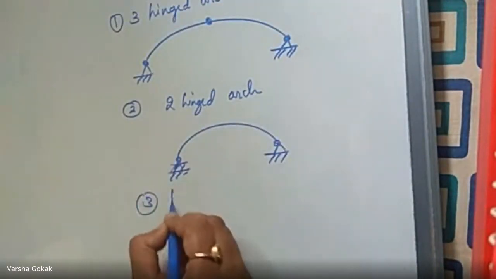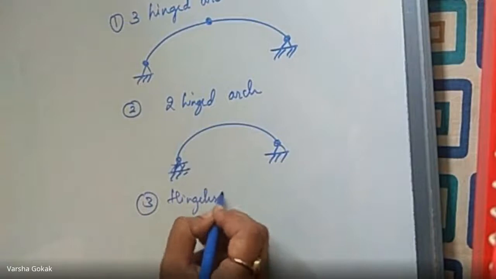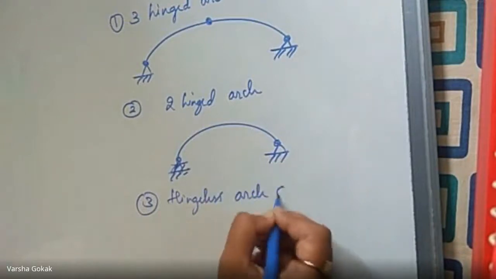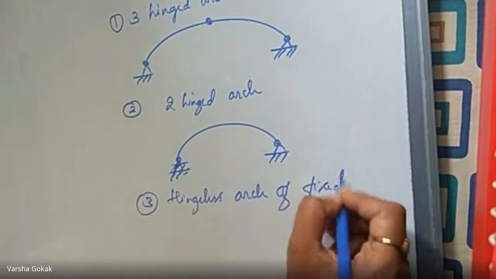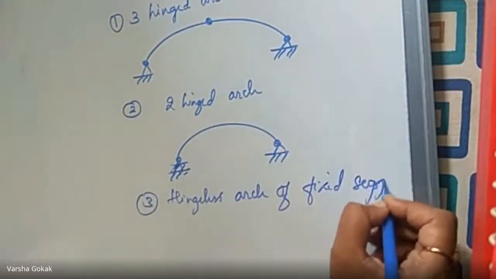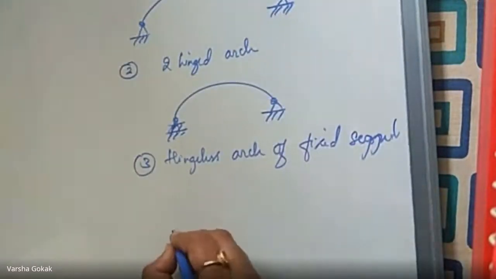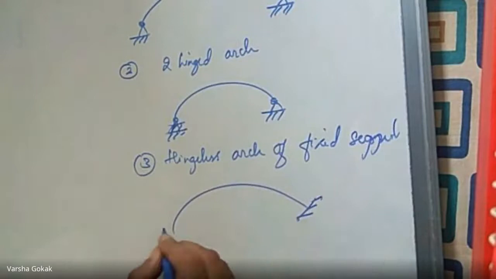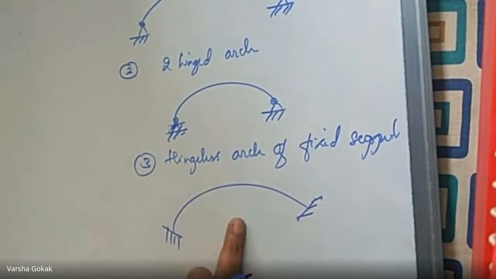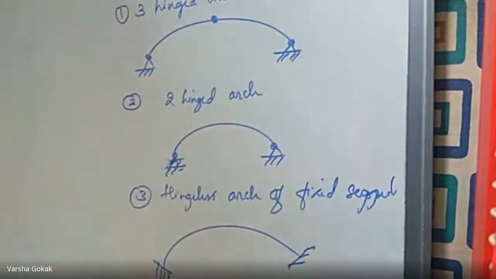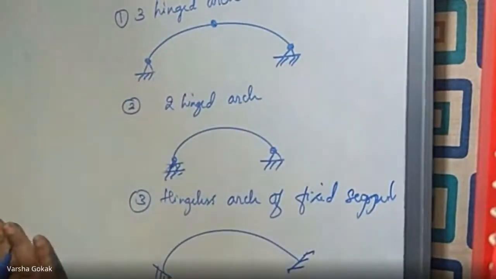And third one is going to be hingeless, or a fixed arch, you can say. So something like this, and at both the ends it is going to be fixed. So this is hingeless. Both ends are fixed. So three-hinge, two-hinge, and this. You have these for your syllabus, for your solving.